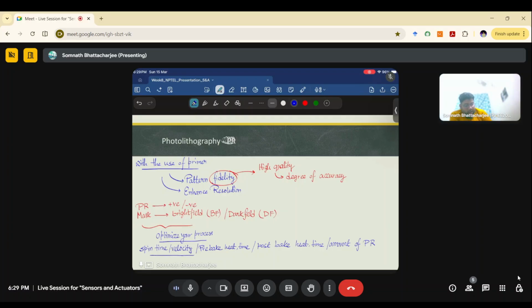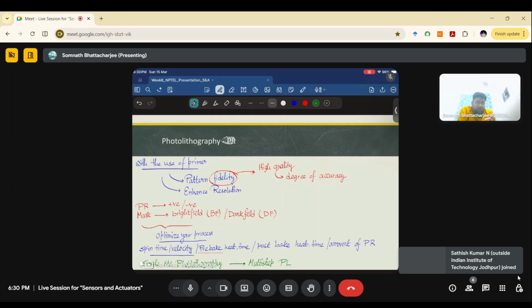So beforehand, I have also discussed this. We are always talking about single step photolithography. But in most of the fabricated sensors and everything, you will have to use this single step multiple times. So, multi-step. You have to utilize it multiple times.